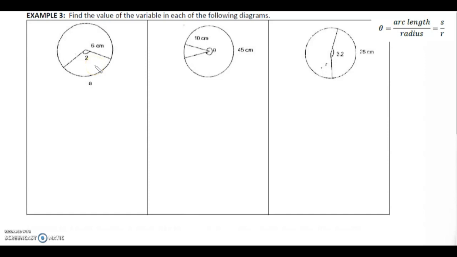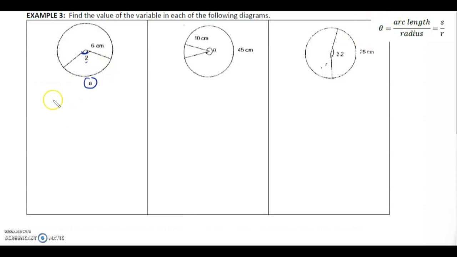Example 3, find the value of the variable in each of the following diagrams. When you get a diagram like this, we're seeing a circle, we're seeing an A for arc length, or S, doesn't matter. And then we see an angle. And obviously 2 is going to be a radian measurement. 2 is not going to be in degrees. You can only calculate arc length or work with this formula when the angle is in radian measurement. So we're trying to find the arc length here.